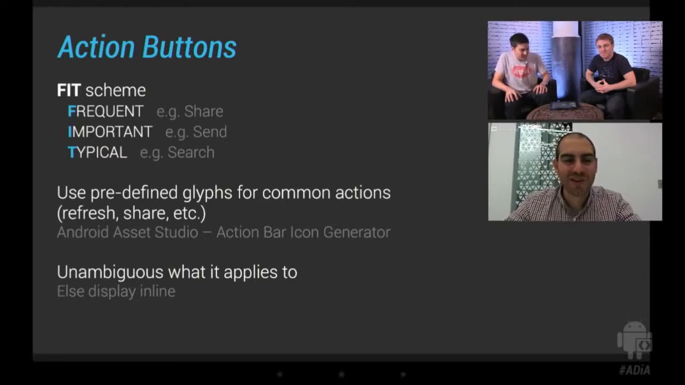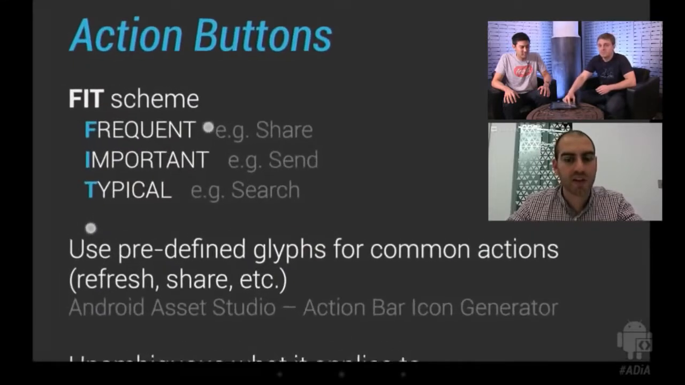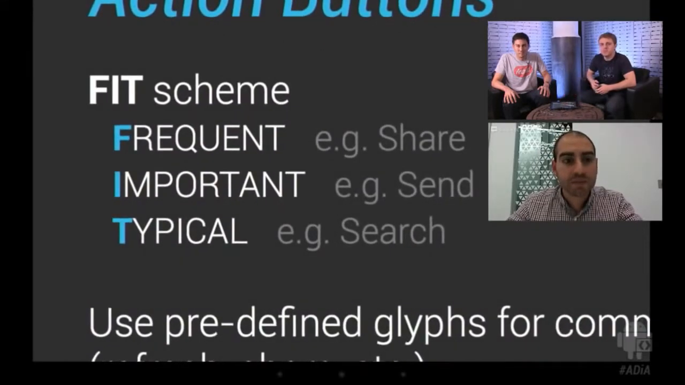Yeah. So action buttons are the right-hand section of the action bar, which allow you to perform actions which are contextual to the content on screen. We kind of use this fit rule, which you can see on screen here, to determine which actions should appear front and center right on the action bar, and which ones are less important and should be tucked away under the overflow menu.